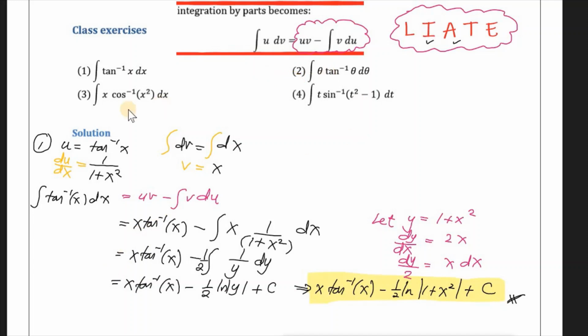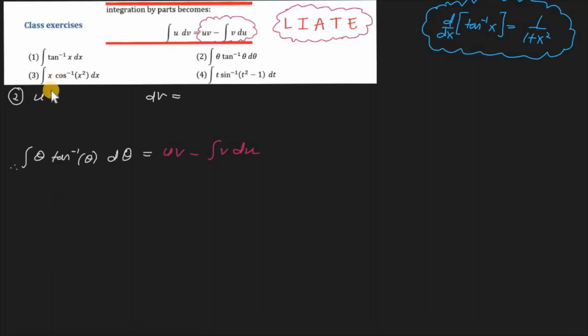Next, let's do number 2, 3, and 4 together. Let's do number 2 together. Between algebra and inverse, inverse I comes first, algebra A later, meaning the appropriate u will be the inverse trigonometry. Our variable is theta. So dv is the remaining part, which is theta d theta. So we start with that first.